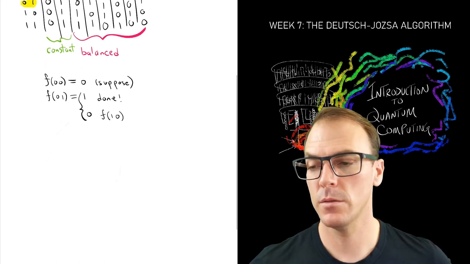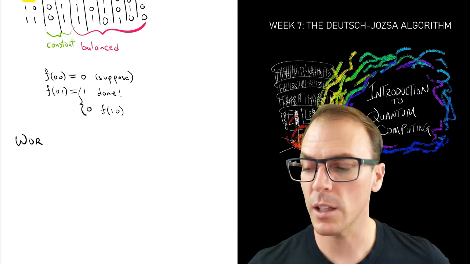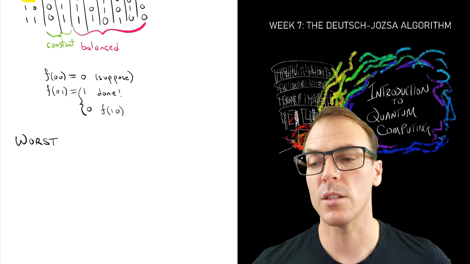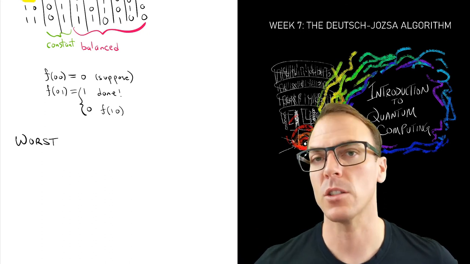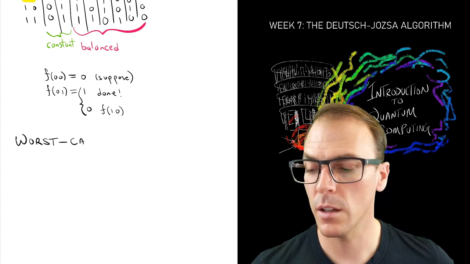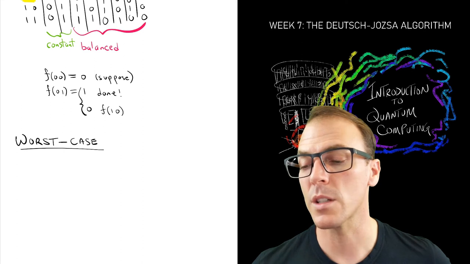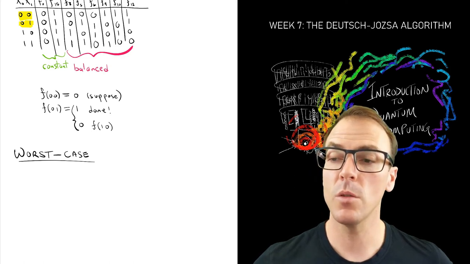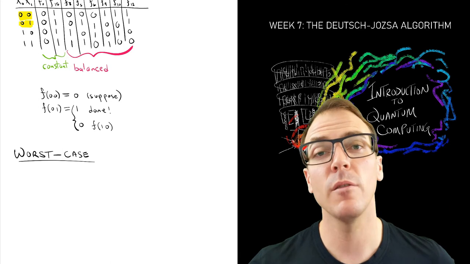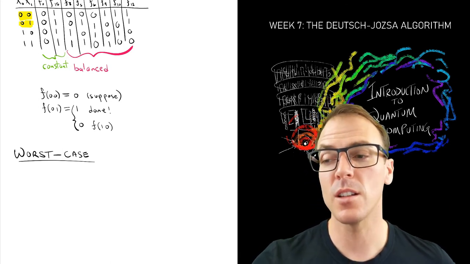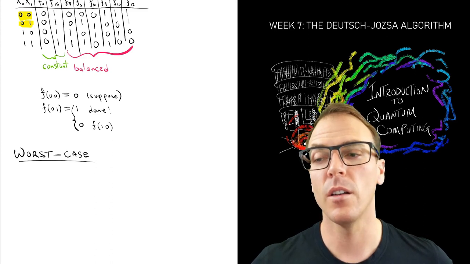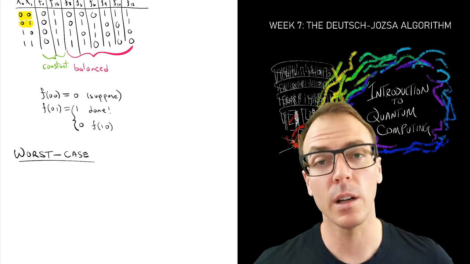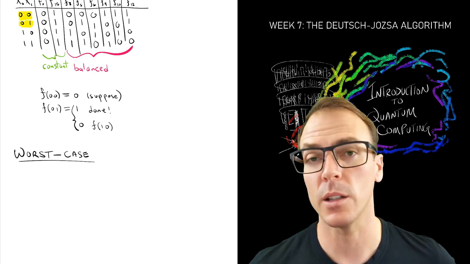So best case scenario, we only need 2 queries. What's the worst case scenario? The way that the question is posed is how many queries do we need before we are certain that it's a constant or balanced function, regardless of which function it actually is. This kind of question is sometimes called the worst case analysis. So in the worst case, it happens to be the one function that has a constant output on all of the inputs that you've tried so far, thereby not eliminating one of the constant functions and still showing you that it's possible to be a balanced function.